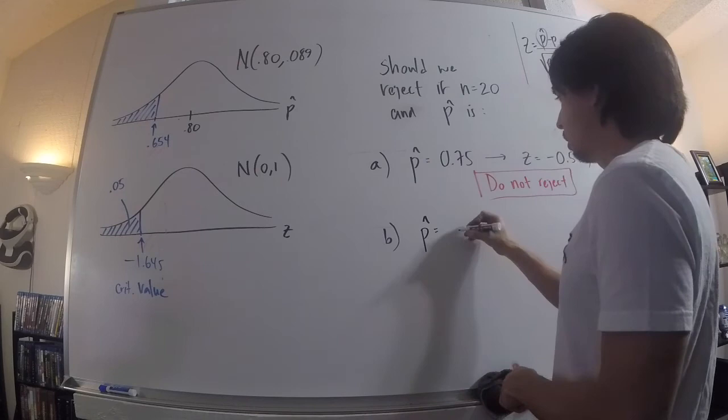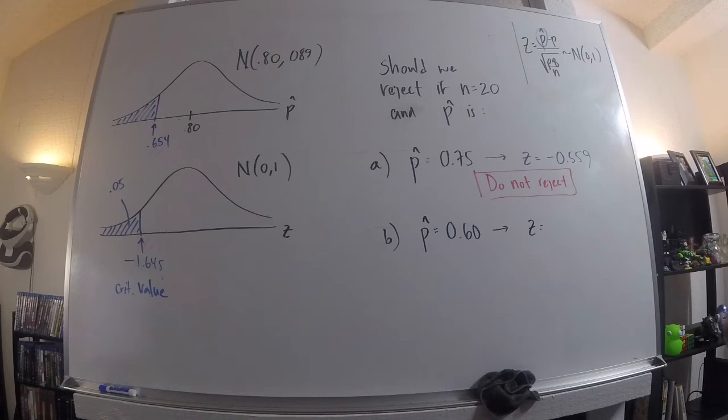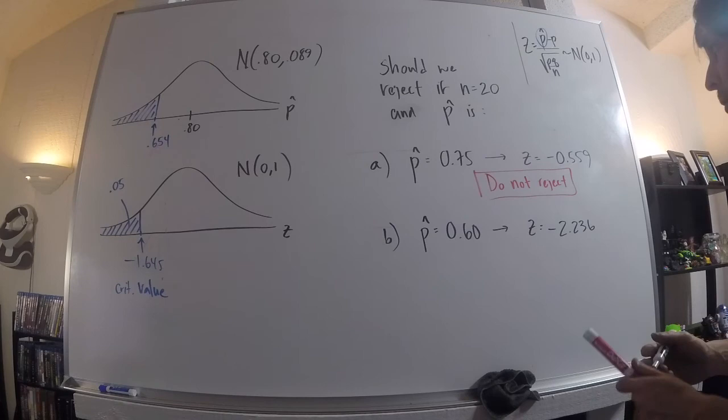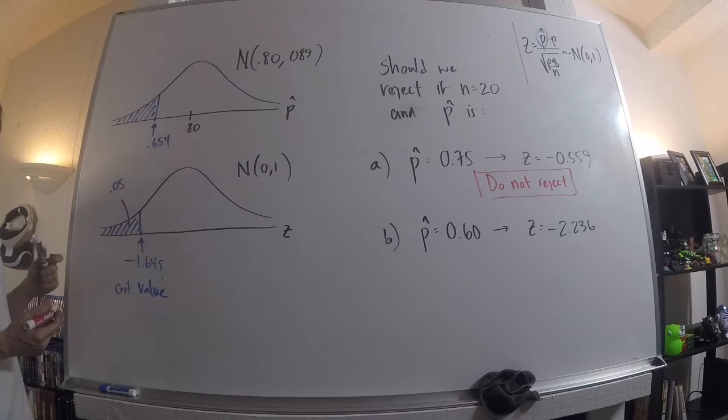That's the second test that we did. That was a 60% satisfaction rate. We had a z-score of -2.236, was it? Yep. Okay, should we reject based on that? Again, what we did was compute the actual p-value and compare it to 0.05, but I don't have to do that because I can literally see which side it's on and conclude the p-value is going to be smaller, because 0.60 is going to be here. So my p-value is going to be definitely less than 0.05.